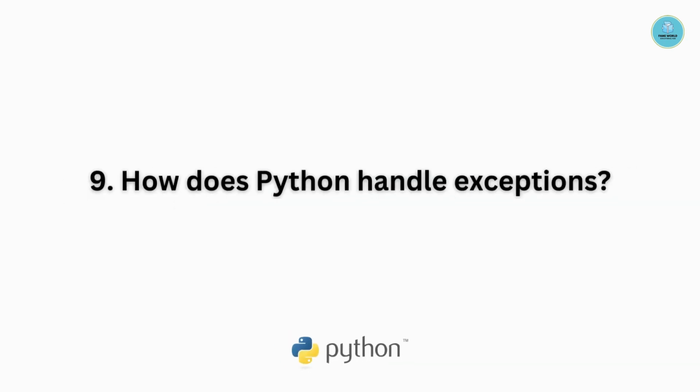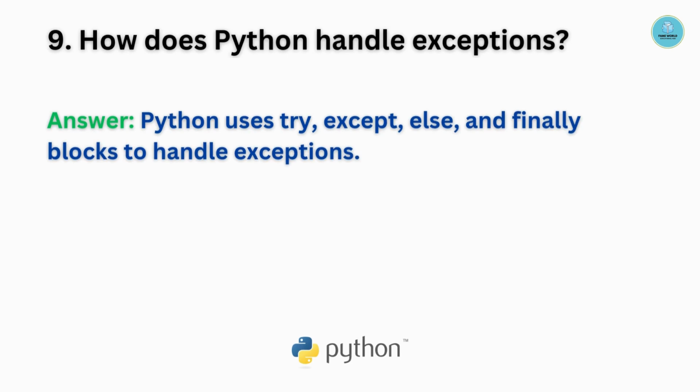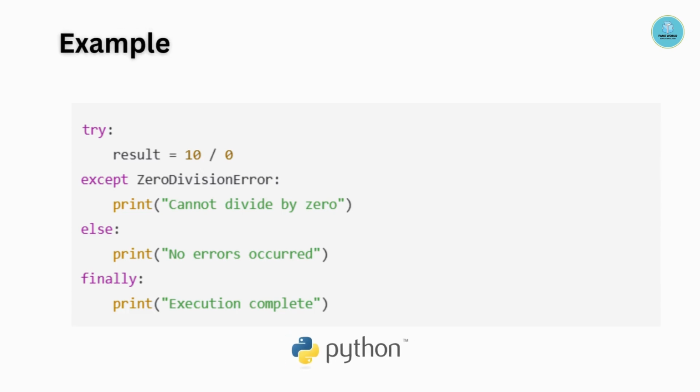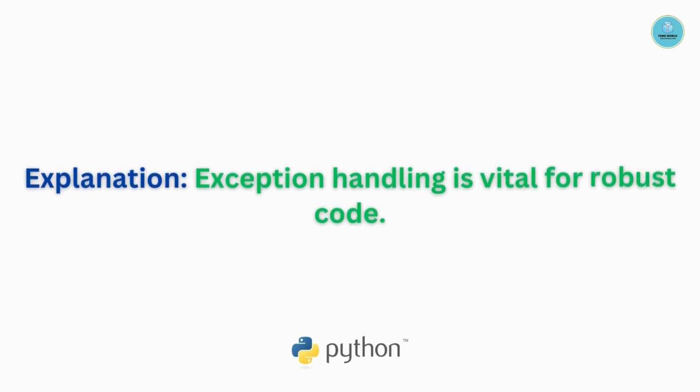Question 9. How does Python handle exceptions? Python uses try, except, else, and finally blocks to handle exceptions. Example is as follows. Exception handling is vital for robust code.